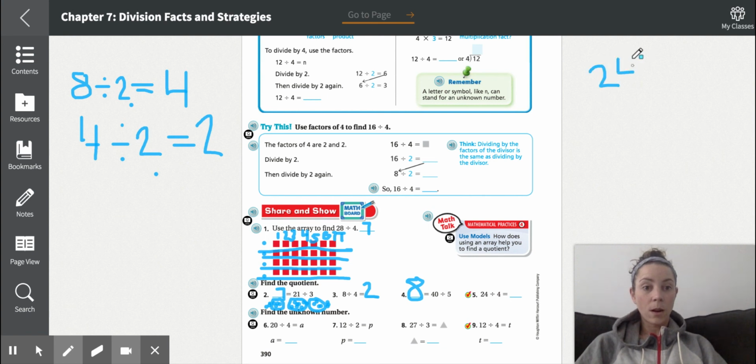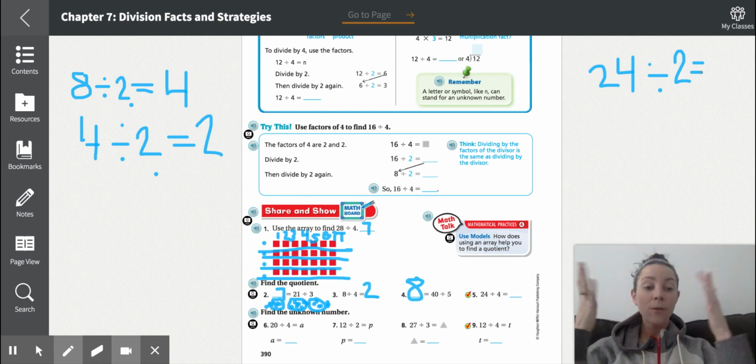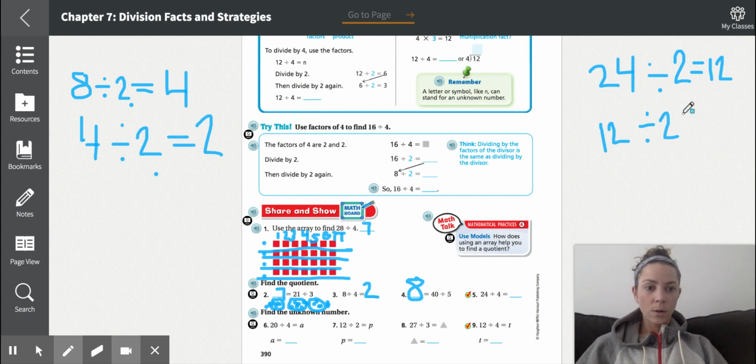24 divided by 2. If you split 24 in half, I think of 10 plus 10 is 20, 11 plus 11 is 22, 12 plus 12 is 24. And now I only divided by 2, but I'm supposed to remember to divide by 4. So I have to have two 2's. 12 divided by 2 equals 6. So if you got 6 for that one, very good job.